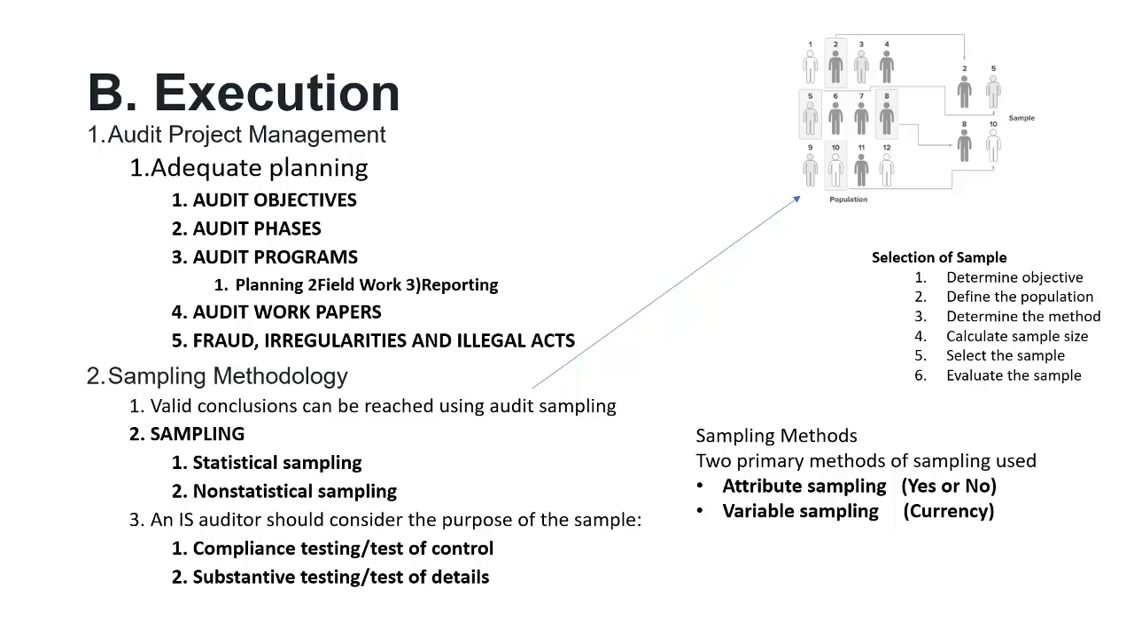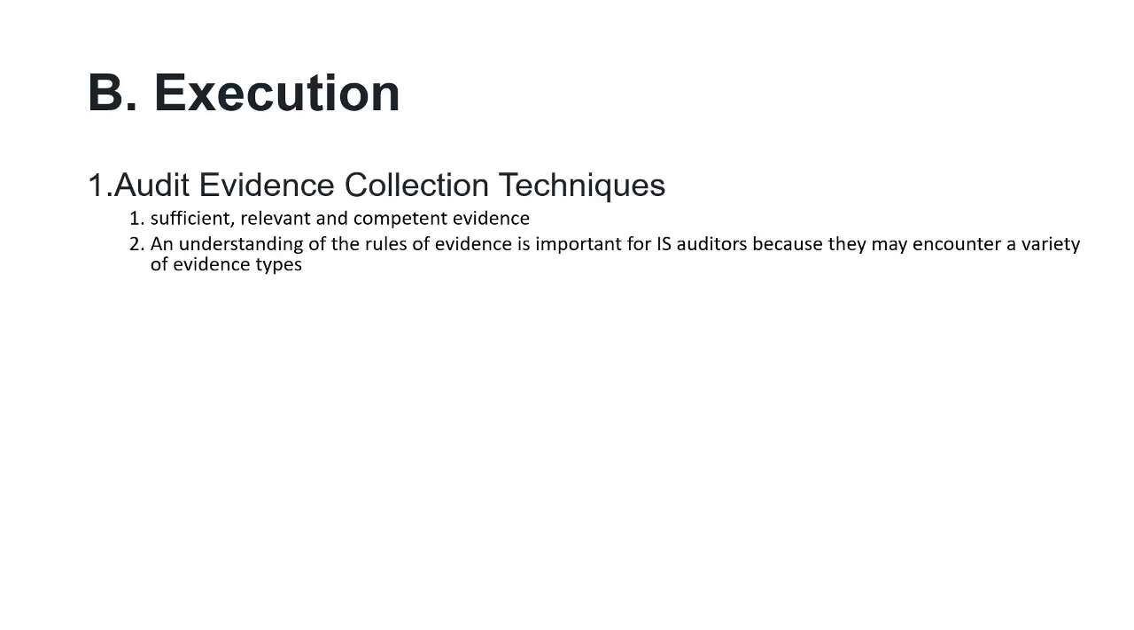Now the second part is called audit evidence. What you need to remember: if I'm saying that this process is ineffective, it is always achieved through evidence only. But what is the true quality of evidence? It must be sufficient, it must be relevant, and it must be competent evidence. Okay, so evidence must be sufficient, it must be relevant, it must be competent.